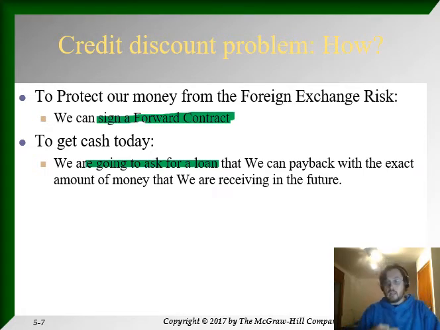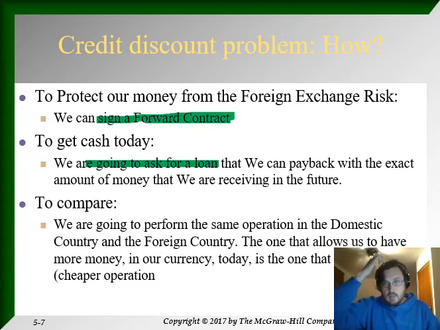So we need to calculate the present value, how much money we can get today. That's going to be part of the problem. We are going to do this operation in both the domestic country and the foreign country. In the example that I'm following, the domestic country will be the US, and the foreign country will be Europe, France. The one that allows us to have more money today is the one that we're going to say is the cheaper operation, so that's the one that we want to do. Simple.